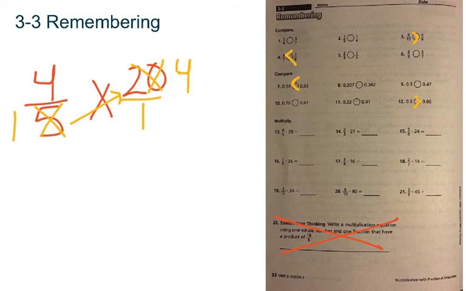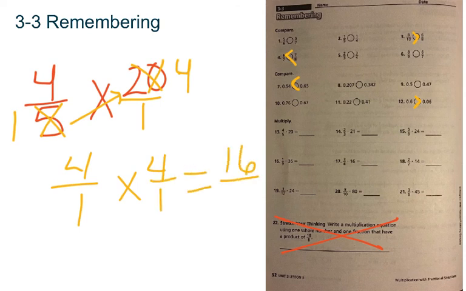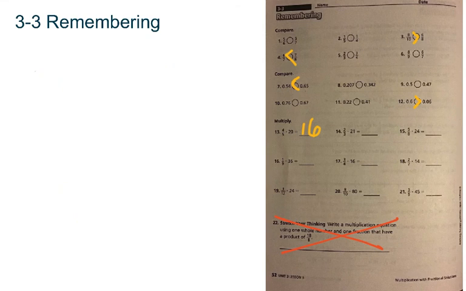So now what I have is 4 over 1 times 4 over 1, and 4 times 4 is equal to 16, and 1 times 1 is equal to 1. So my answer is 16 over 1, and 16 over 1 is equal to 16. So your answer for number 13 is 16. Go ahead and complete number 20 together.